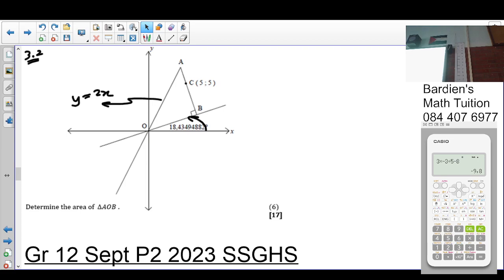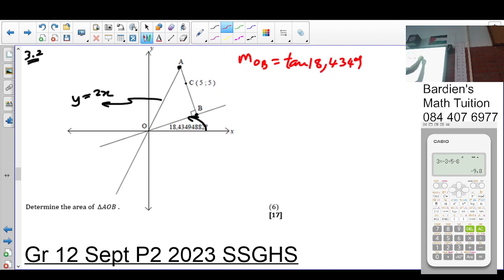Okay. So firstly, we need to know what the coordinates of A is and what the coordinates of B is, so that we can work out the distance. You see that? So let's see. Firstly, we can work out the equation of OB. Okay. How do we work out that? By working out the gradient of OB is equal to tan the angle of inclination, which is 18,434,94882. Okay, the reason why they gave you so many decimals there is because we must take the whole number. So it's 18 the rounded off number.